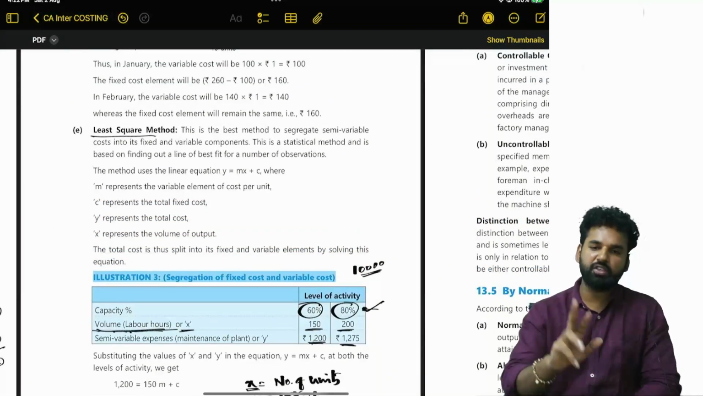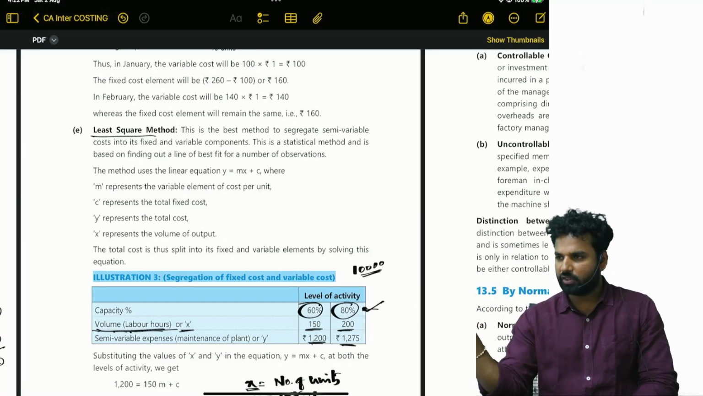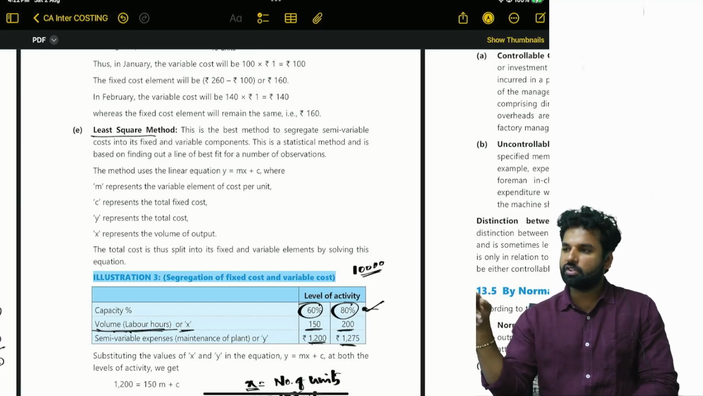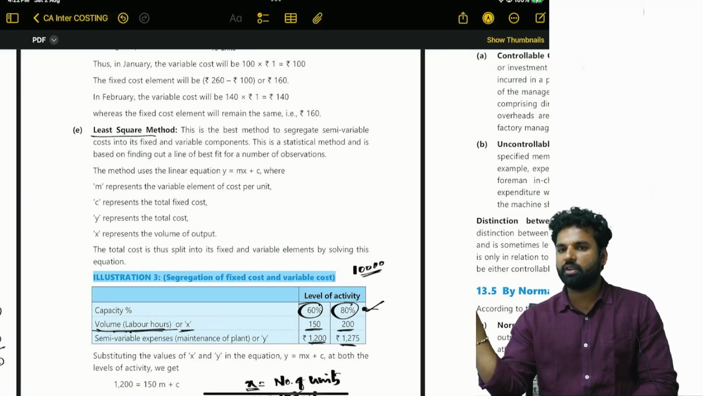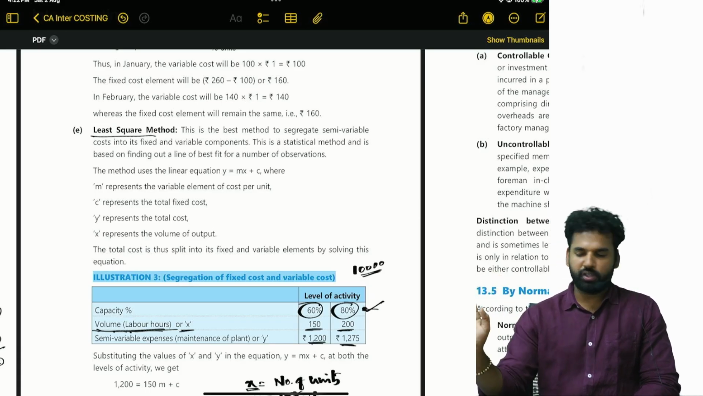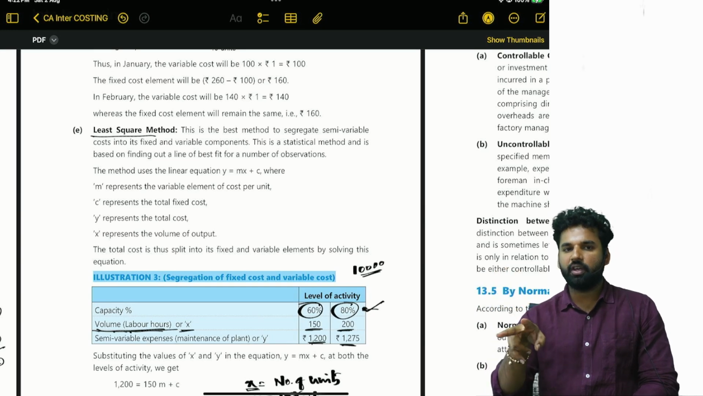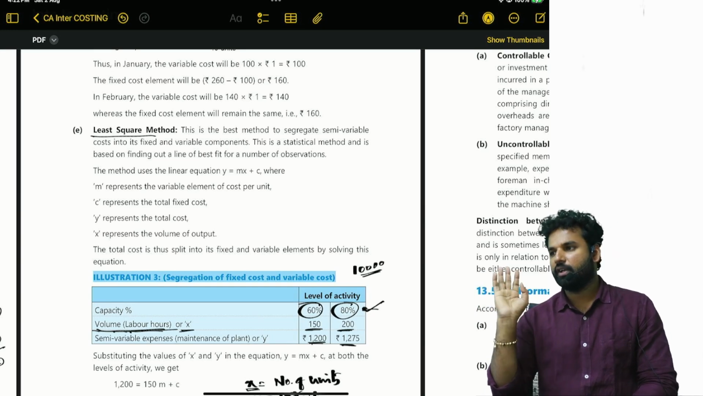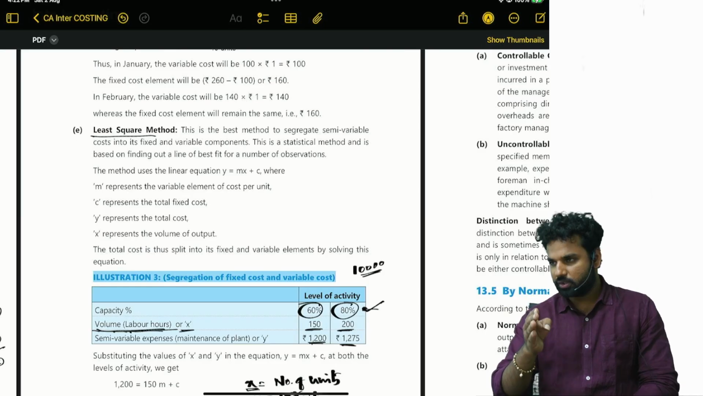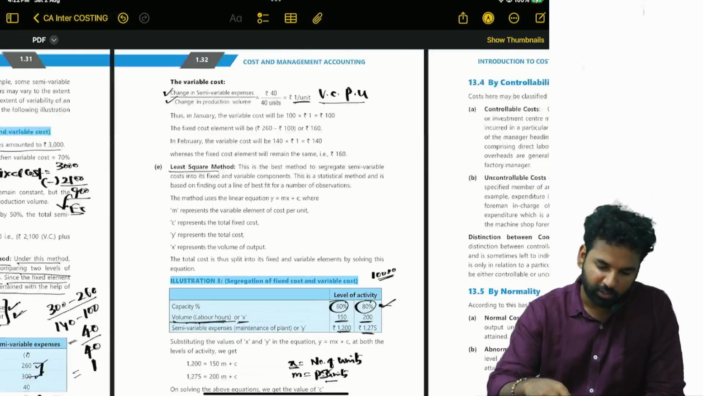Lastly, we have the least square method, which is a linear equation. Y = mx + c, where y is the total cost, x is the number of units, m is the per unit cost, and c is the fixed cost. So you will get two equations. Solving the two equations, you will get the variable cost per unit, the variable cost, and the fixed cost. Everything will be coming there.